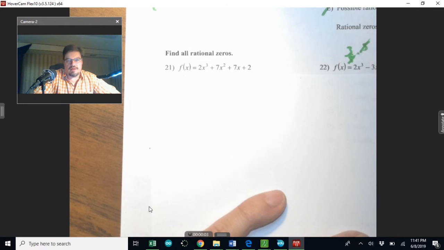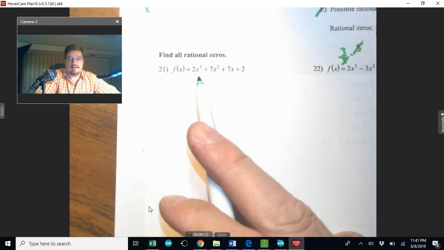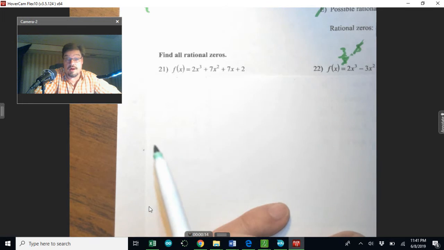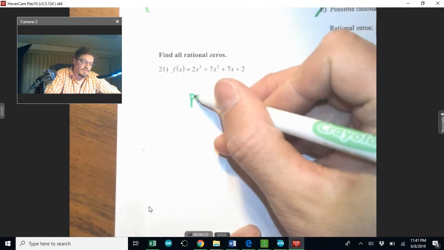Okay, again, find all rational zeros. You have to use the rational root theorem for anything larger than a quadratic. If it was a quadratic, we'd be using the quadratic formula, we'd be using factoring, all right? But since this is a cubic, you can't do that.